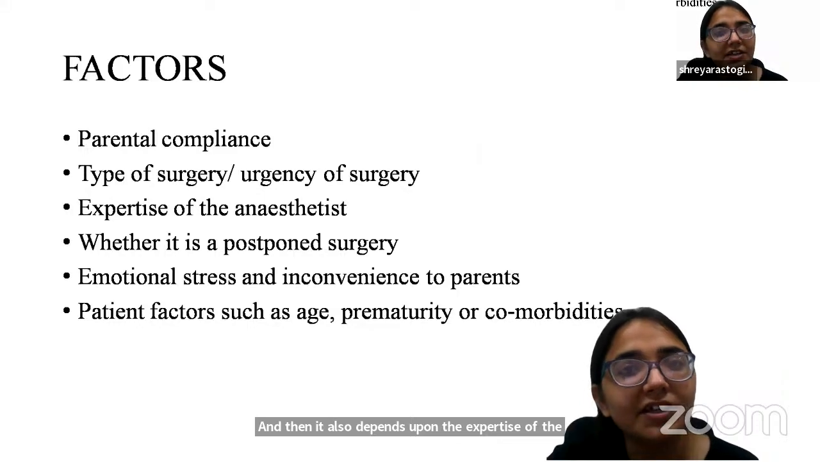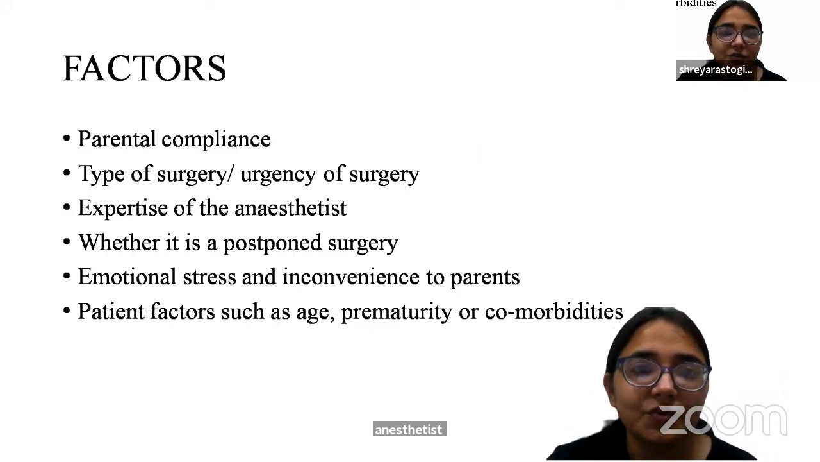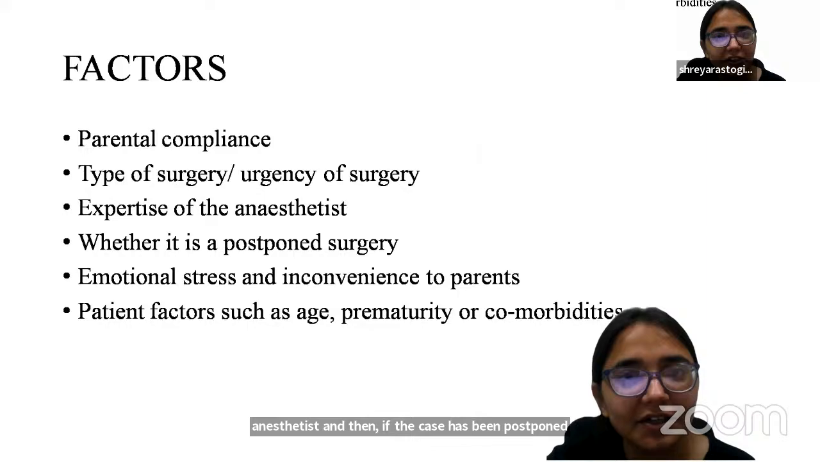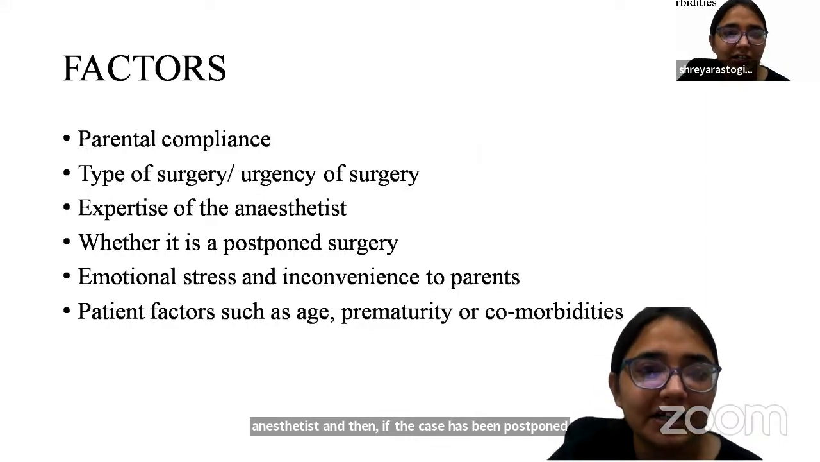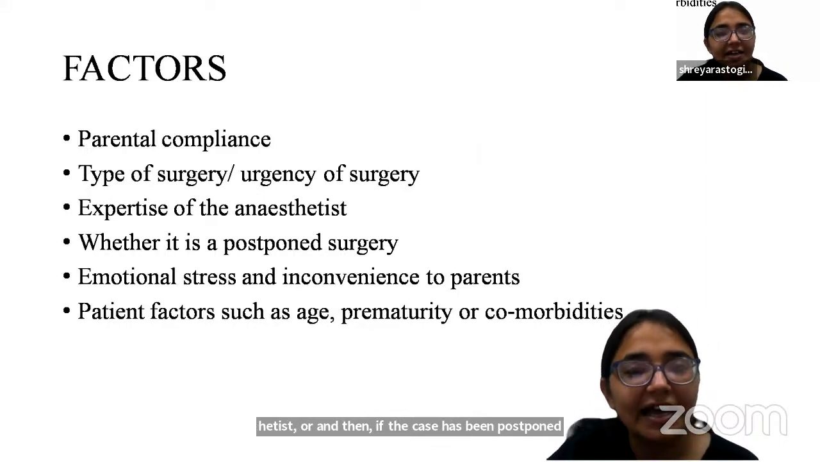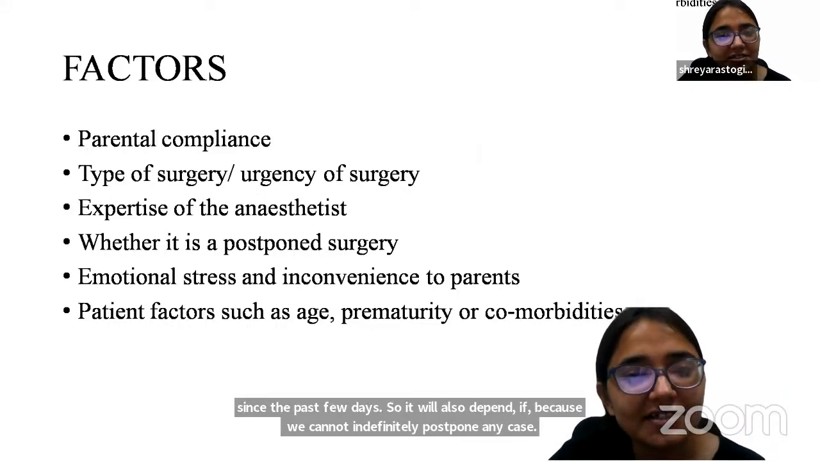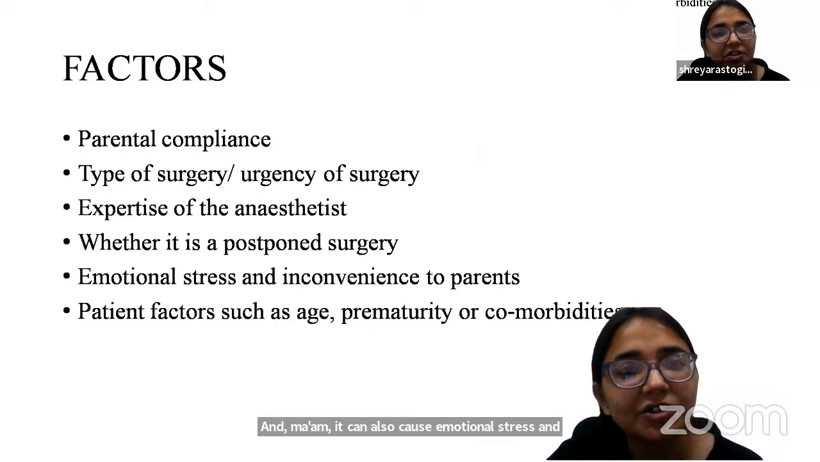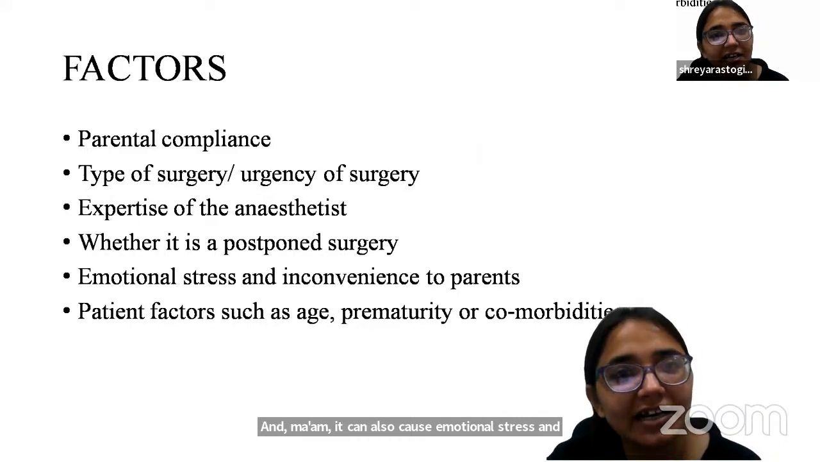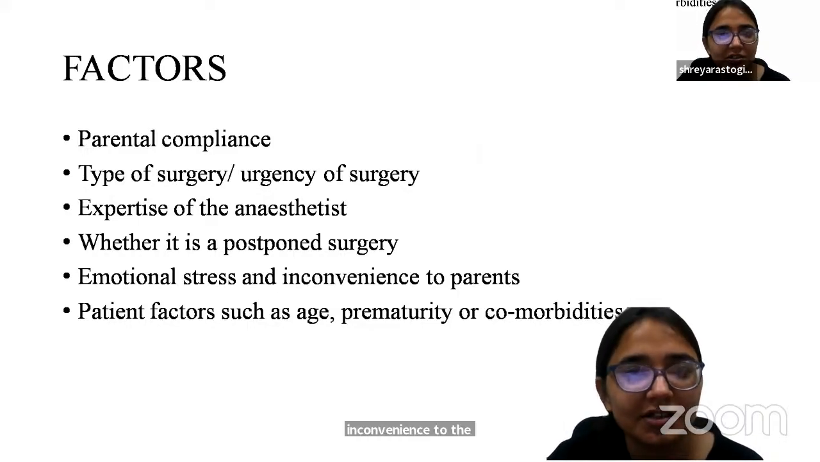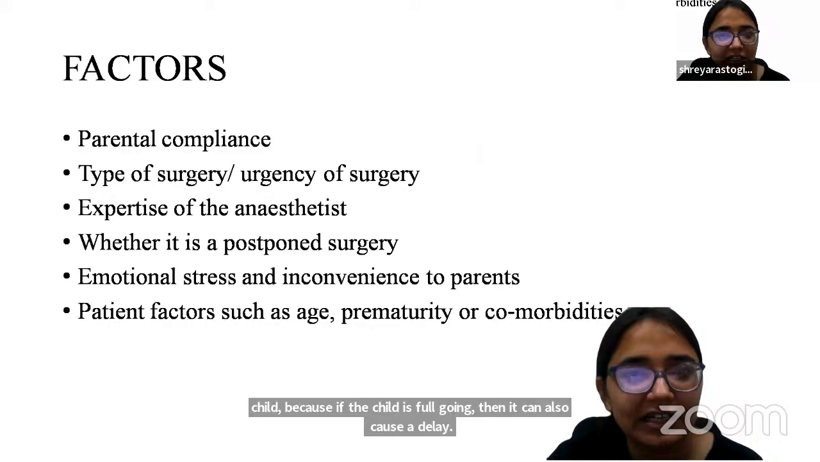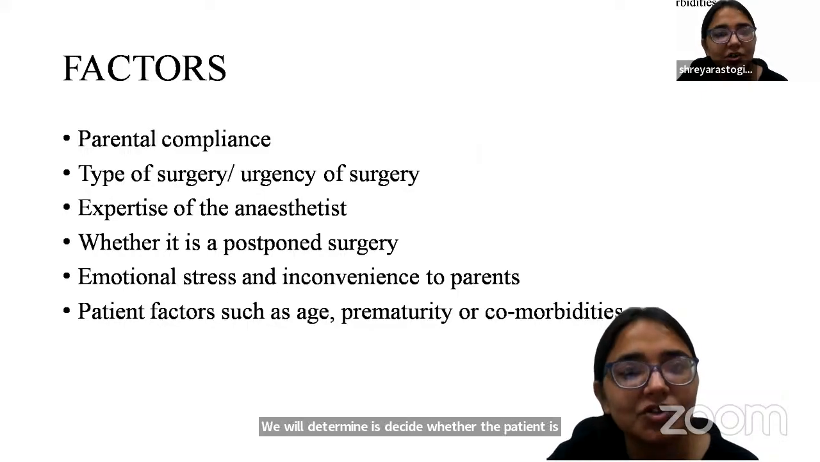And ma'am, if the case has been postponed since the past few days, it will also matter because we cannot indefinitely postpone any case. It can also cause emotional stress and inconvenience to the parents as well as to the child, because if the child is school going, then it can also cause delay. It will also depend on whether the patient is having any comorbidities or if there is any prematurity.